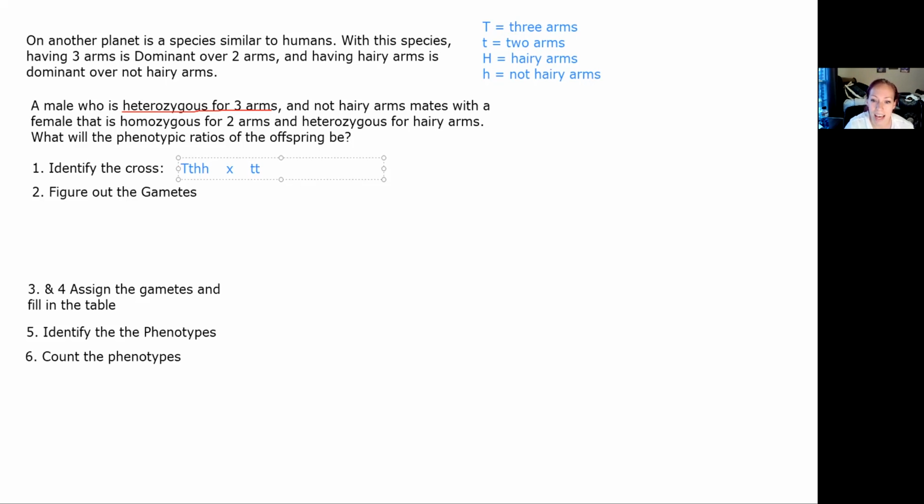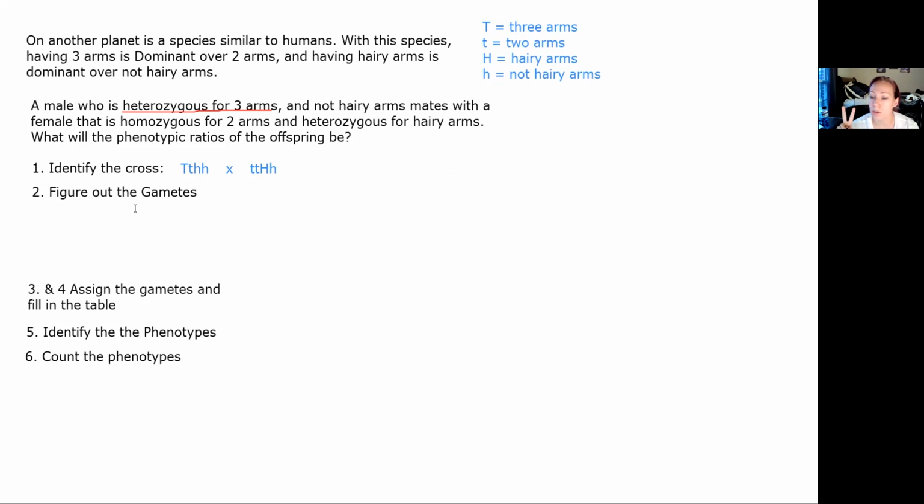Then it says she has hairy arms, and that she's heterozygous for hairy arms. So she will have that different genotype, one capital, one lowercase: a capital H, lowercase h. So hopefully we can all agree that this is the cross. Okay, let's go.